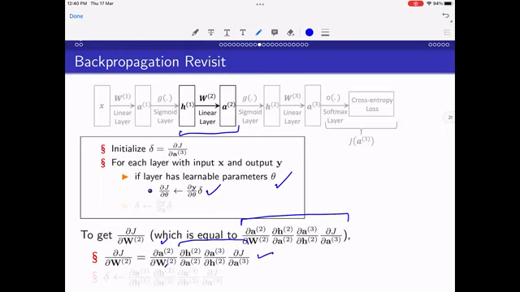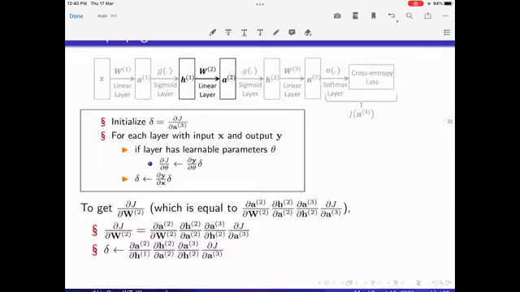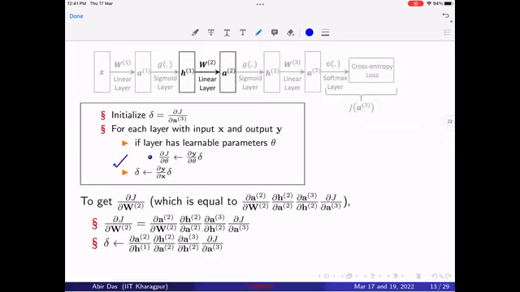Again, the next step will be to compute the new delta to be backpropagated. Any delta that is coming into a layer is the derivative of the loss with respect to the output of this layer. And when you are done with the computation for this layer, you are emitting the derivative of the loss with respect to the input of this layer, which becomes the derivative of the loss with respect to the output of the previous layer.